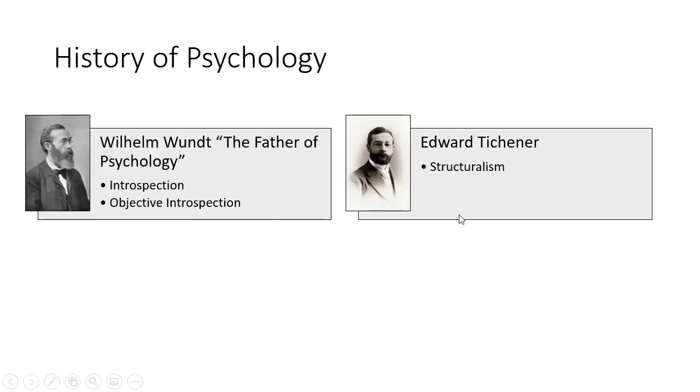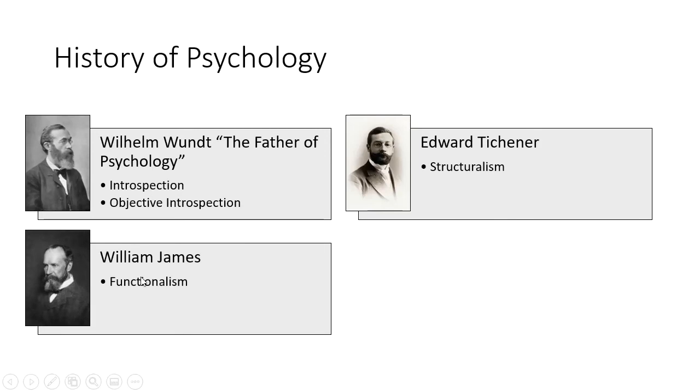Then they had this guy named William James, who, like I said, is also sometimes referred to as the father of psychology. William James came up with this idea called functionalism. He said, I like Wundt's idea of introspection, but I think it's more about how all these things relate to each other, right?